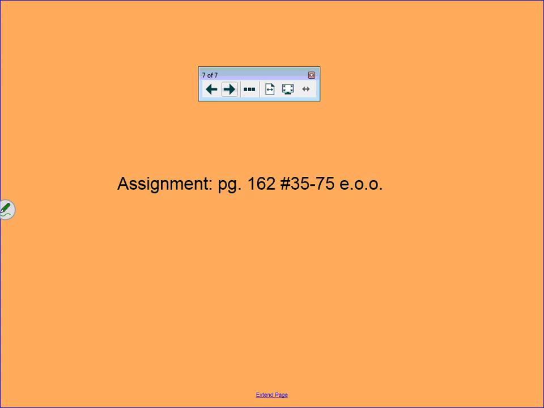Okay? It is also what you can look at here, your page 161. Technically what you can do is 1 through 73, every other odd. This is just that back half of the assignment.